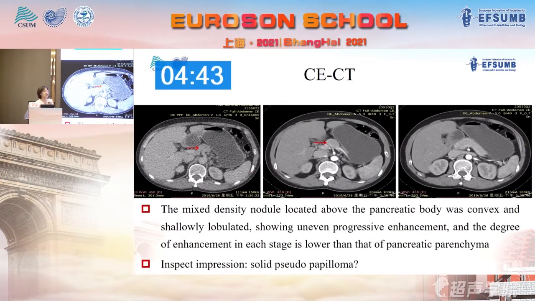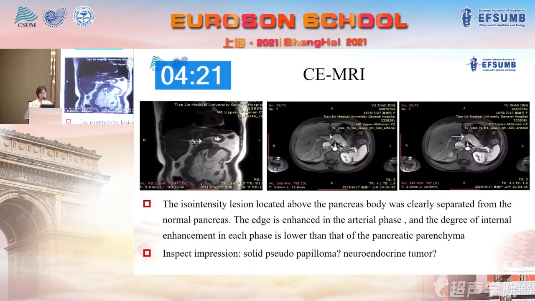Since the CEUS didn't give a clear conclusion, the patient underwent CT and MRI. From CT images, we can see the mixed density nodule showed an even progressive enhancement, and the degree of enhancement in each stage is lower than that of the pancreatic parenchyma. And CT gave the impression that it might be a solid pseudopapillary tumor.